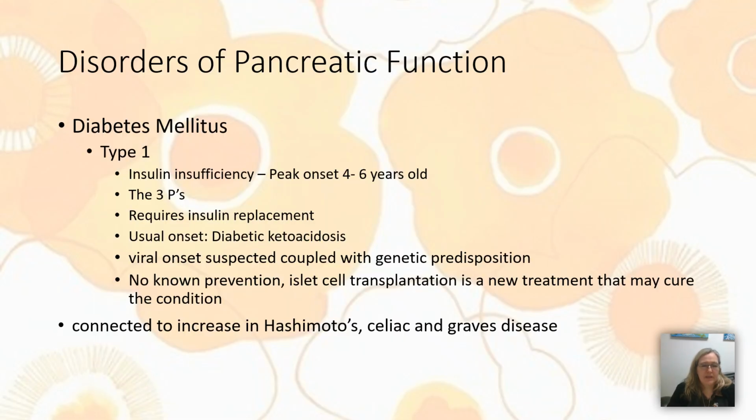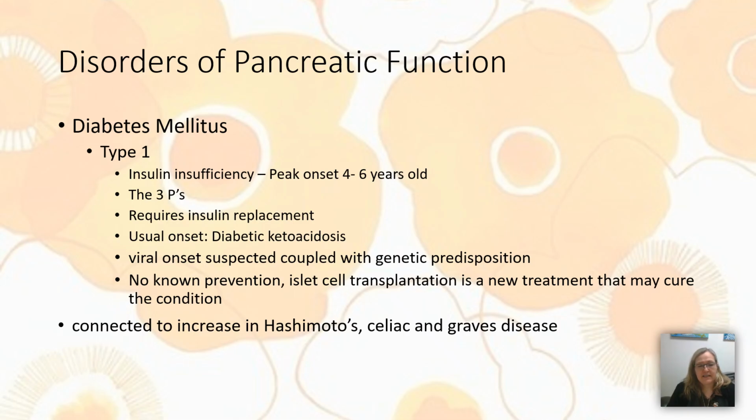So peak onset, I think I said a different number in the last slide, but here it's 4 to 6 years old. And they do have the 3 Ps, so the polyuria, the polyphagia, the polydipsia. And these children don't have a period where, when you're a type 2 diabetic, you can be on oral medication for a while before you have to go to insulin. When you have type 1 diabetes, you pretty much have to go straight to insulin.